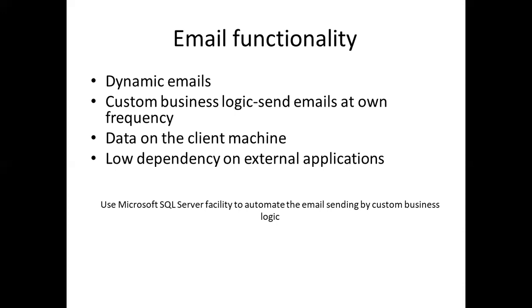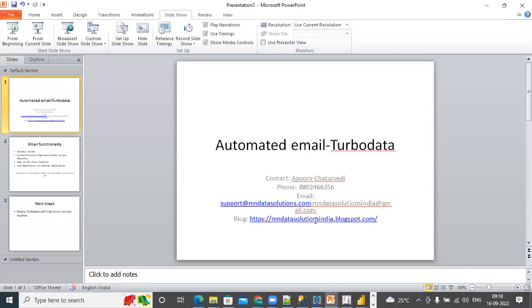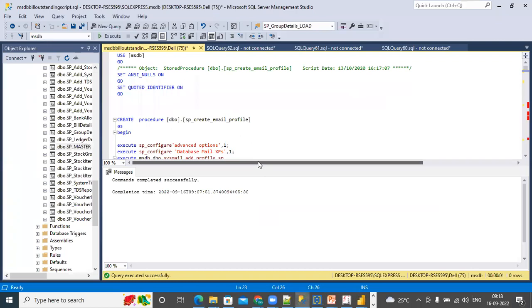So this is how we would use a Microsoft SQL Server facility to automate the email by custom business logic. Your next step is to deploy Turbodata with SQL Server on your machine. I'll just go through the code here. You'll have to use MSDB, which is part of your SQL Server 2019. You'll create a procedure, sp_email_profile.